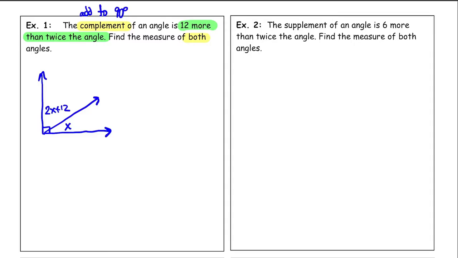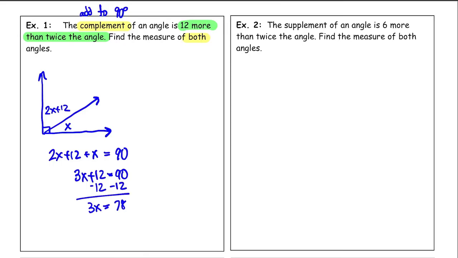Now, this is a pretty easy setup. Once you see the picture, we've done this starting on day 2. We're going to take these two angles, add them together and set that equal to 90 degrees. It gives me 2x plus 12 plus x equals 90. Variables are on the same side of the equation. Combine them. 3x plus 12 equals 90. Subtract 12 from both sides. 3x equals 78. Divide by 3. I expect you to put this into the calculator. And that's going to give me 26.